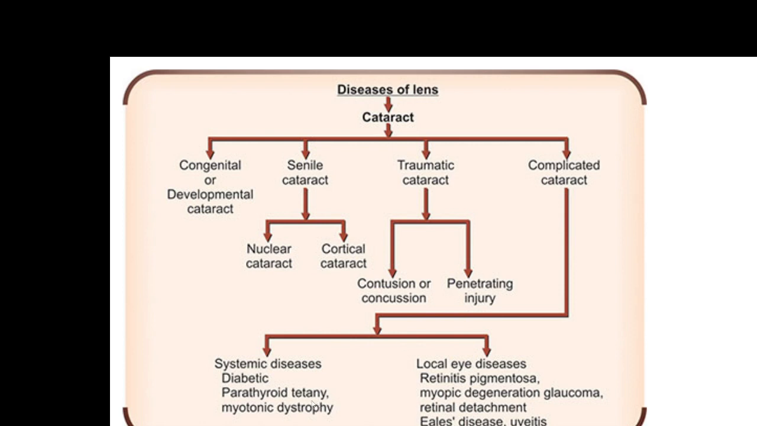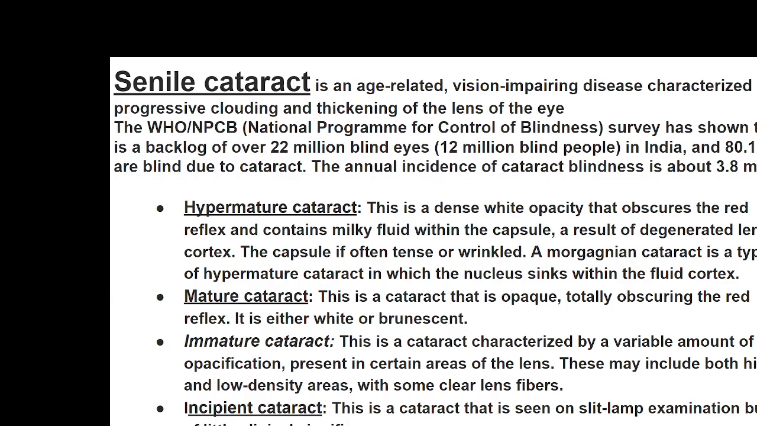Systemic disease induced cataract, like diabetes or parathyroid tetany, also has a similar course to that of senile cataract. The difference is it may occur at a younger age. Now, cataract is also classified based upon the stage it is in, and senile cataract is considered to be a gradual progressive clouding and thickening of the lens of the eye. The transparent lens is gradually clouded and thickened, and this lens initially loses its elasticity.